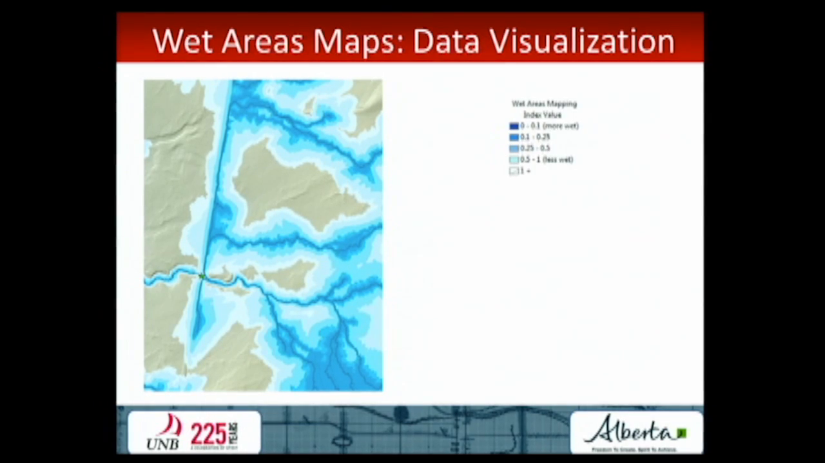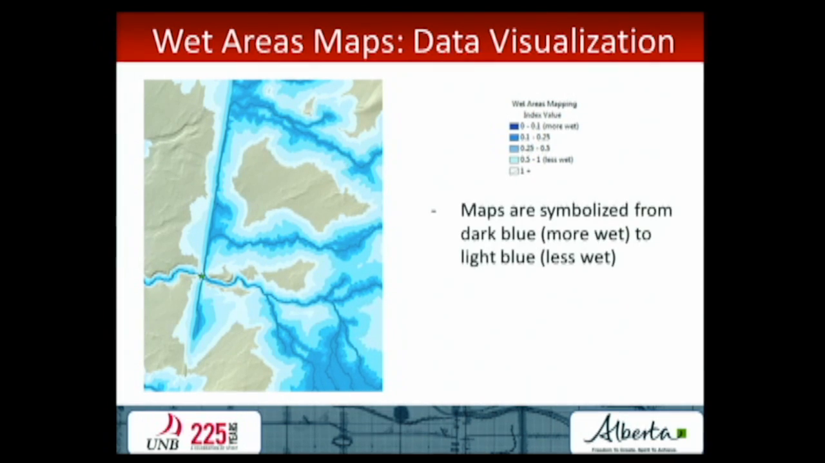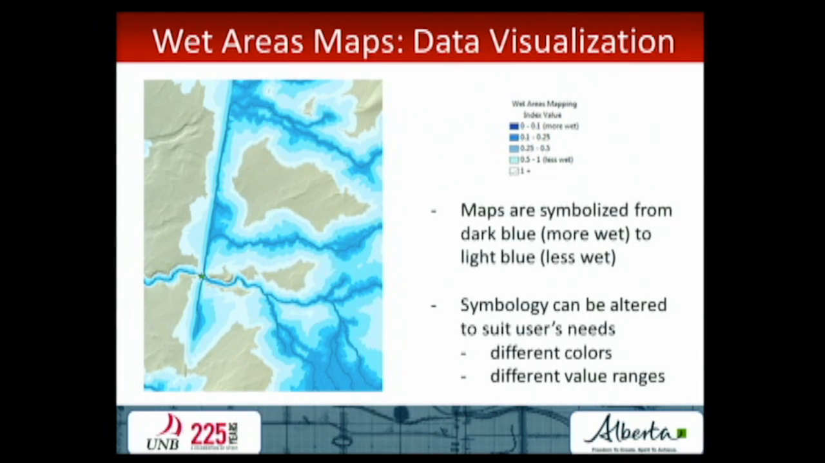In terms of visualization of the wet areas maps, we tend to visualize these maps in shades of blue, from dark blue being more wet to light blue being less wet. The symbology can be altered to suit the user's needs. Different colors or different value ranges can easily be applied to this data.